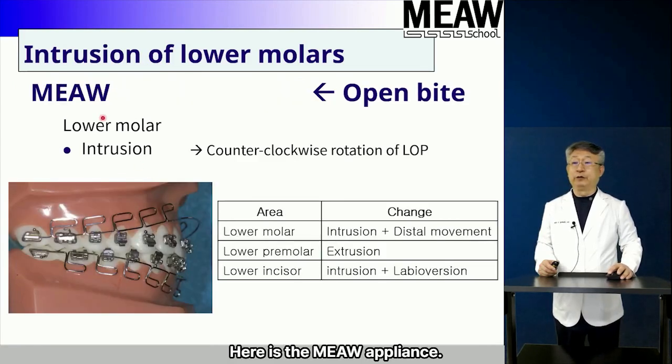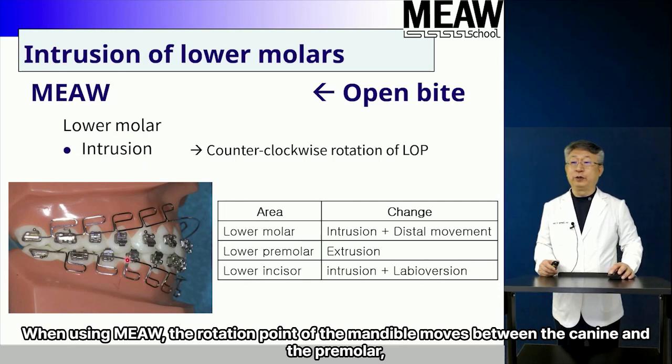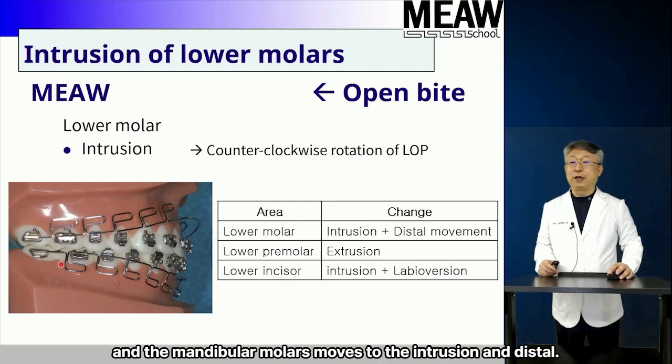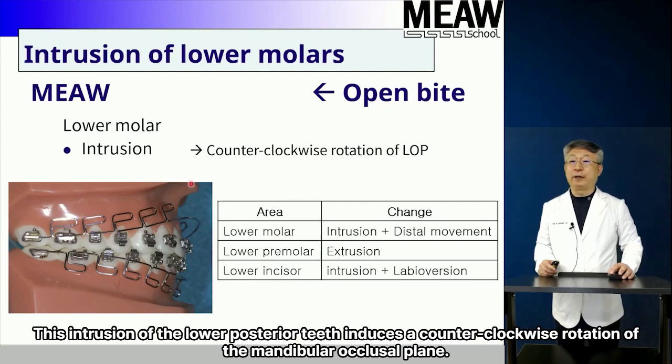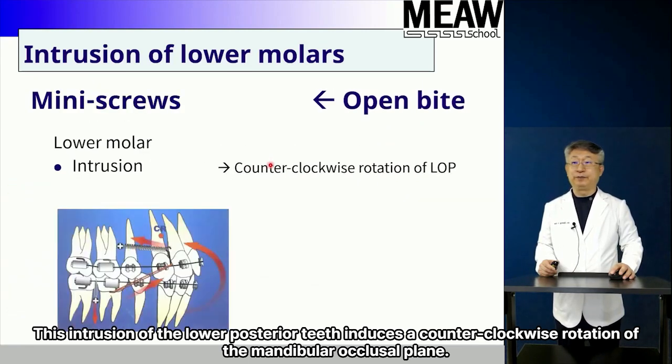Here is the MEAW appliance. When using MEAW, the rotation point of the mandible moves between the canine and the premolar, and the mandibular molars move to intrusion and distal. This intrusion of the lower posterior teeth induces a counterclockwise rotation of the mandibular occlusal plane.